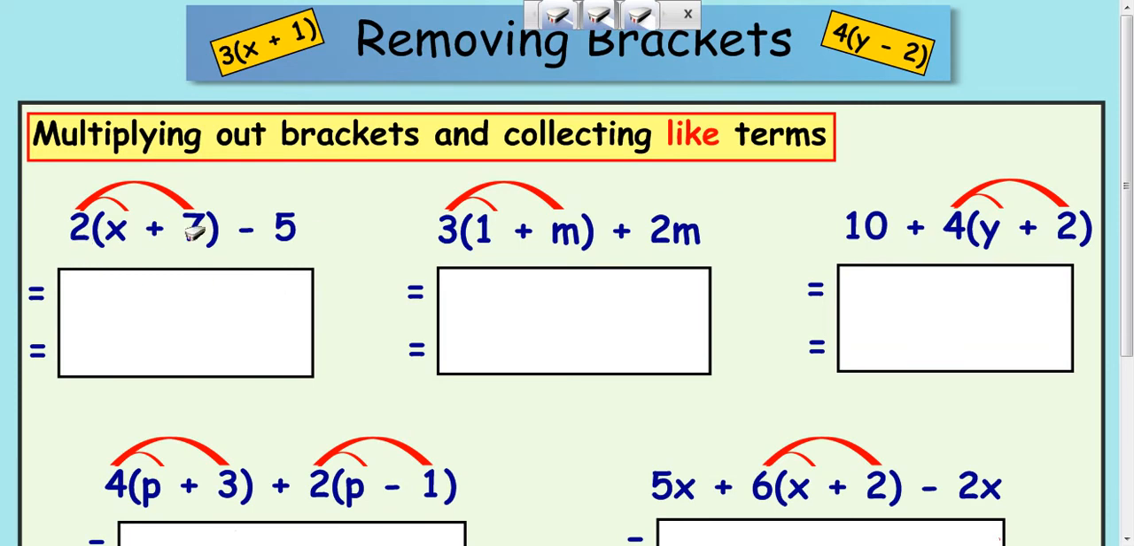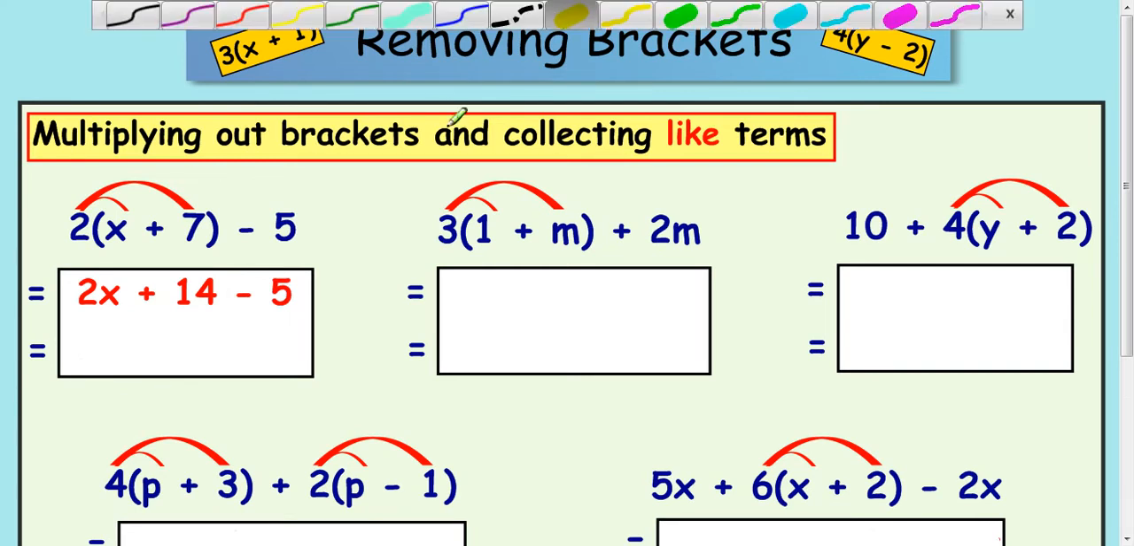Firstly, you deal with the bracket part exactly the same as we did in the last lesson. You multiply the bracket by 2. You'll notice that the 5 is not multiplied by the 2. We don't have this red bit going to the 5. So we'll multiply the bracket out first. 2 times x is 2x, plus 2 times 7 is 14. And then you just write the takeaway 5 down at that point.